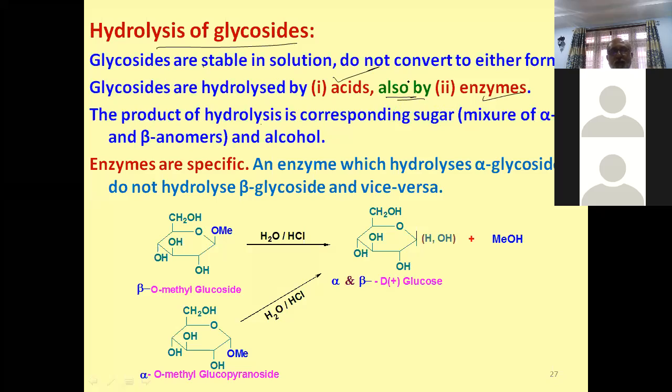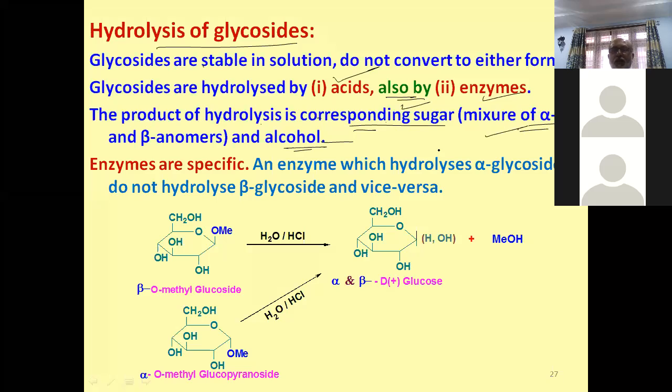But once we hydrolyze, what do we get? The product of hydrolysis will be the corresponding sugar. That means from a glucoside we'll get back the glucose and the alcohol, sugar and the alcohol. But once we get the sugar, it will get back its OH group. Once it is an OH group, that means it is going to give you both alpha and beta. Got my point? All right. You get both alpha and beta.